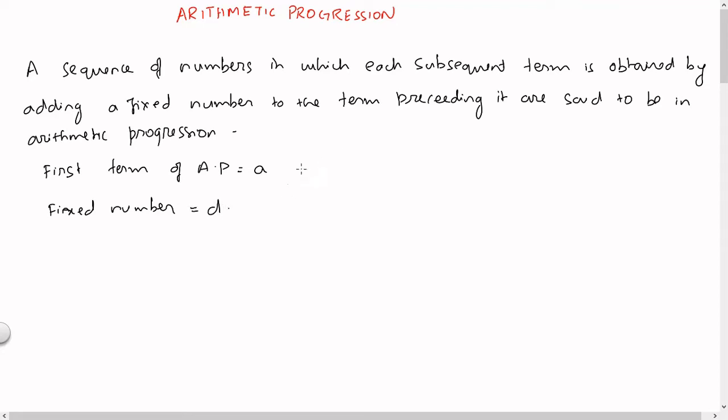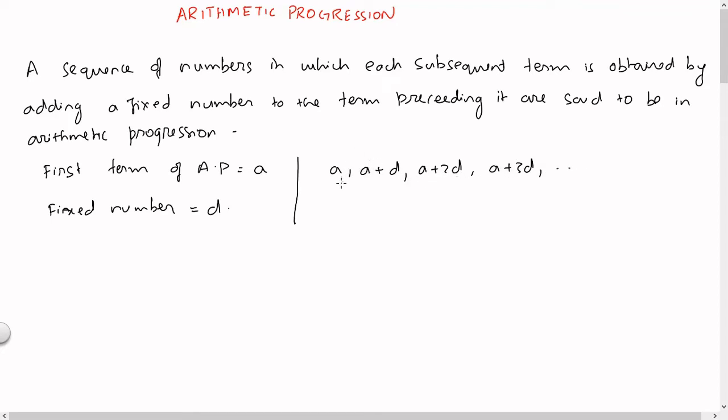Then what would be the terms of the arithmetic progression? Since the first term is given as A, it is A itself, then the second term will be obtained by adding D to the first term. So that would be A plus D. Then the next term that we will get by adding D to the term preceding it, so we will get A plus 2D, then the next term A plus 3D, and so on.